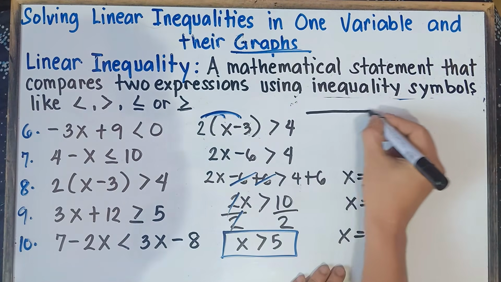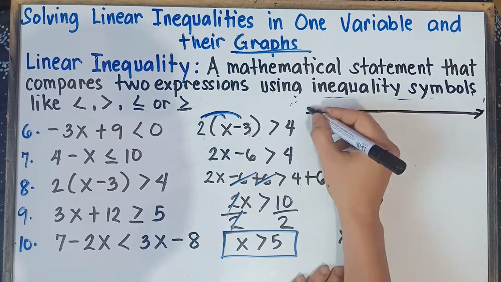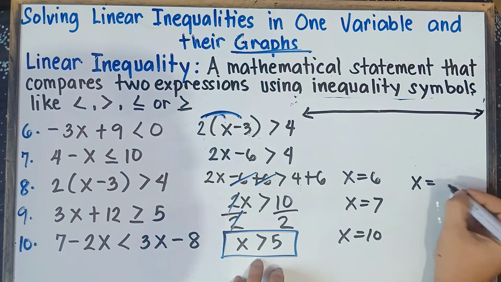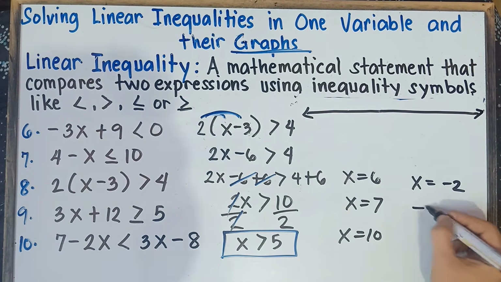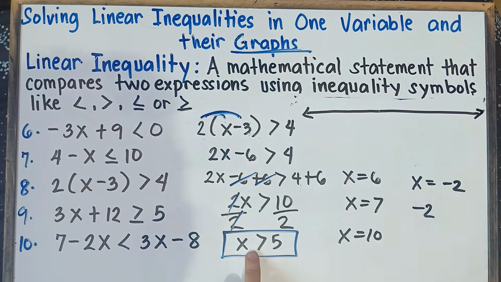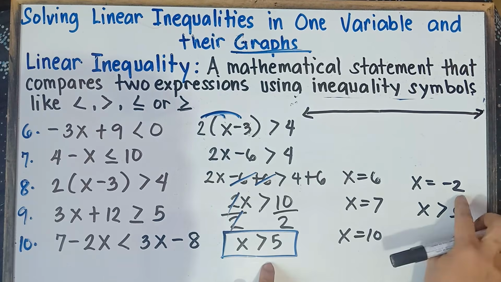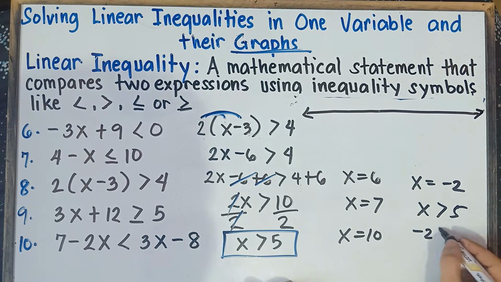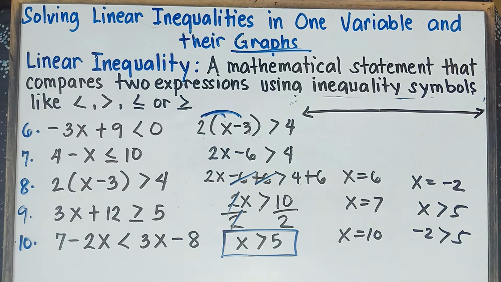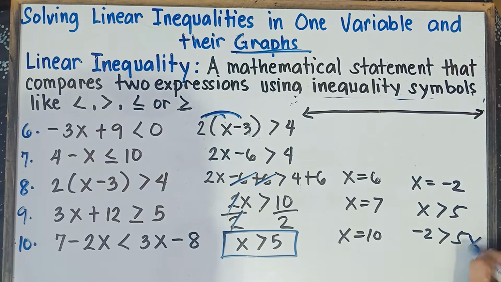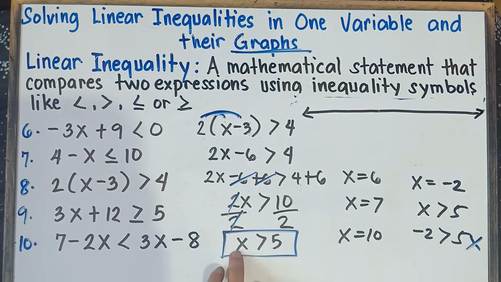So our number line. Now, what if I say, class, x is equal to negative 2? Once again, class, simply substitute the value of x. X is greater than 5. If x is negative 2, is negative 2 greater than 5? Nope. Negative 2 is not greater than 5. So it will not satisfy the inequality. So therefore, it should be positive 6, positive 7, positive 10, and so on.